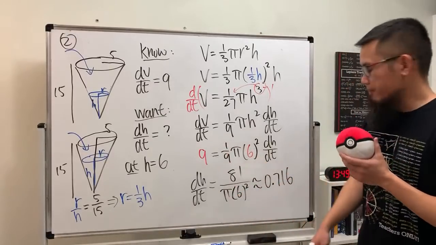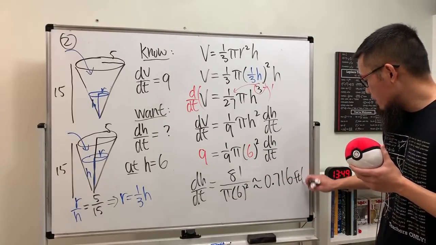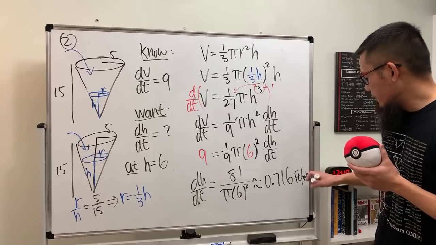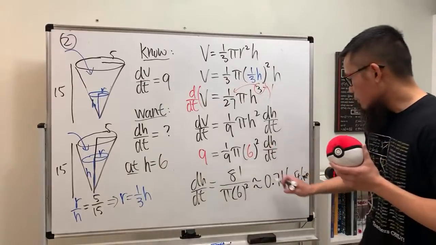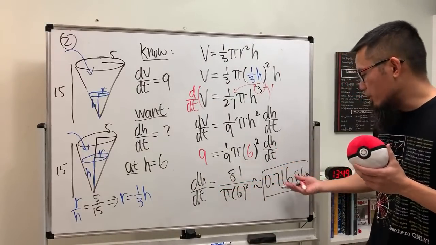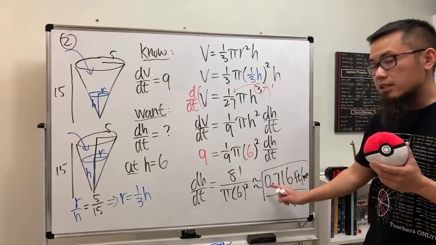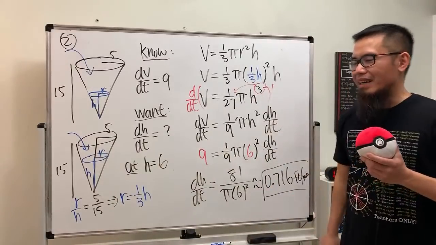Depends on the instructor. Anyway, here, the final unit is feet per minute because h is the distance, so the unit is feet. And then because this is the rate, the unit for this number is feet per minute. And you see this is positive because the h is getting bigger and bigger. So have a look.